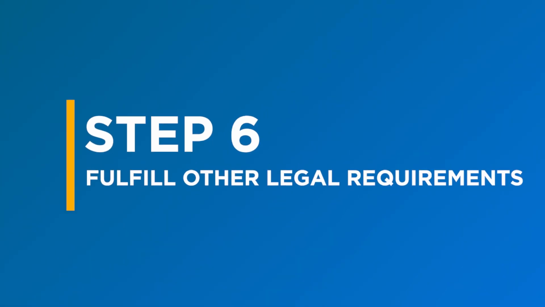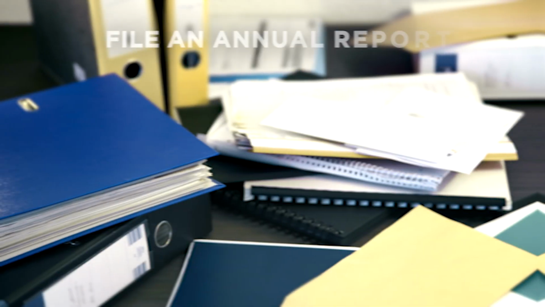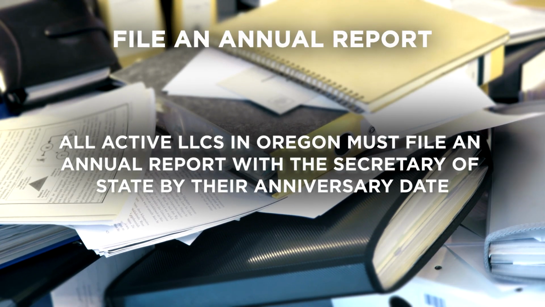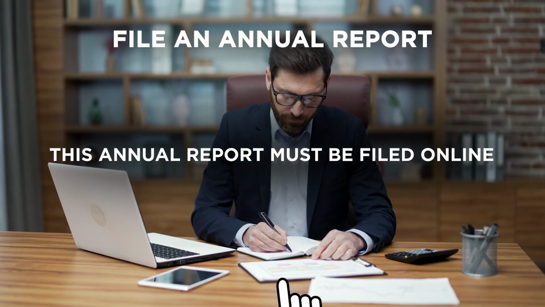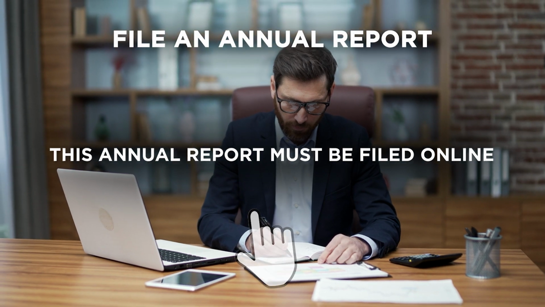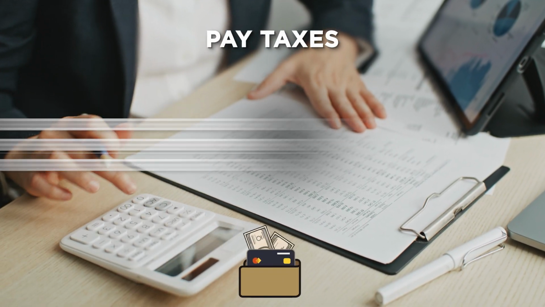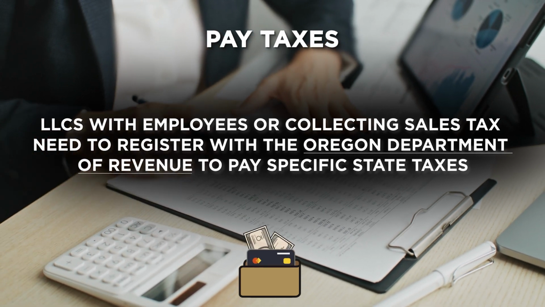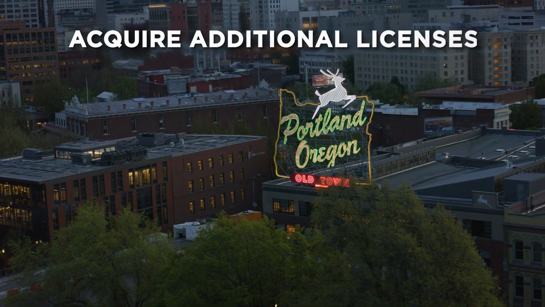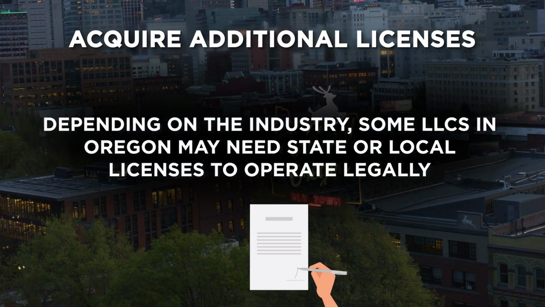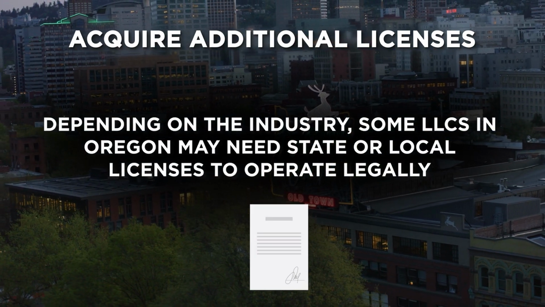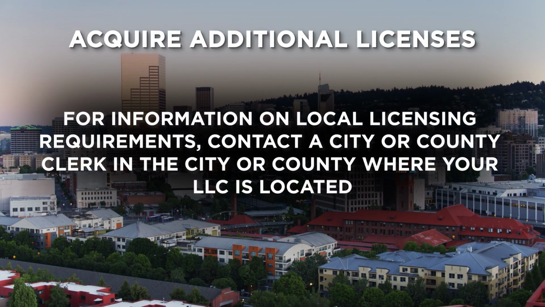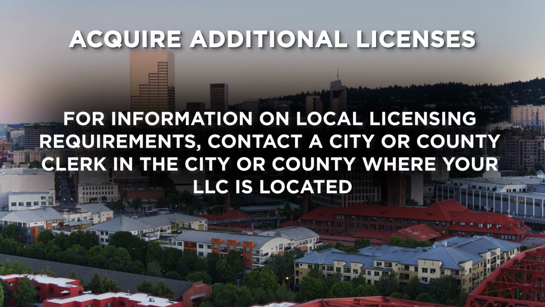Finally, make sure to complete all additional legal requirements. File an annual report. All active LLCs in Oregon must file an annual report with the Secretary of State by their anniversary date. This annual report must be filed online. Pay taxes. LLCs with employees or collecting sales tax need to register with the Oregon Department of Revenue to pay specific state taxes. Acquire additional licenses. Depending on the industry, some LLCs in Oregon may need state or local licenses to operate legally. For information on local licensing requirements, contact the city or county clerk in the city or county where your LLC is located.